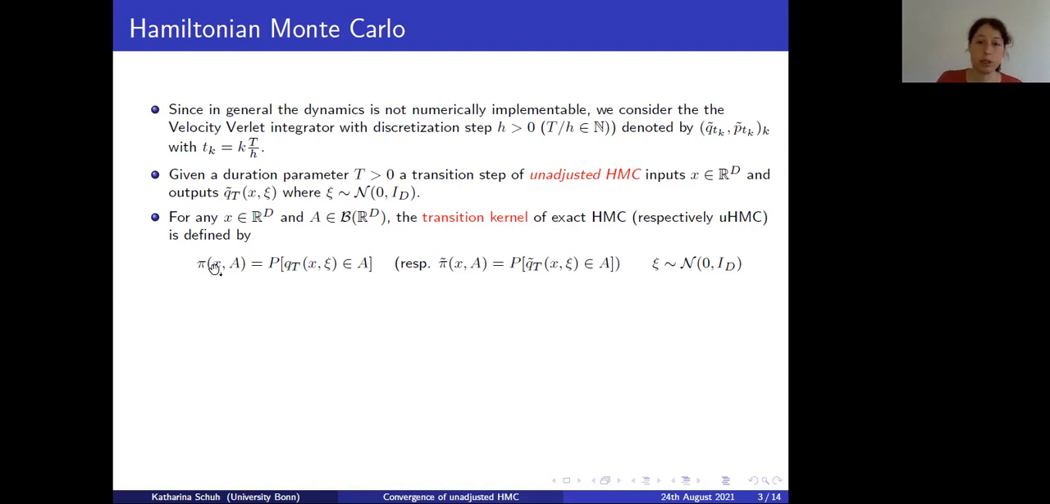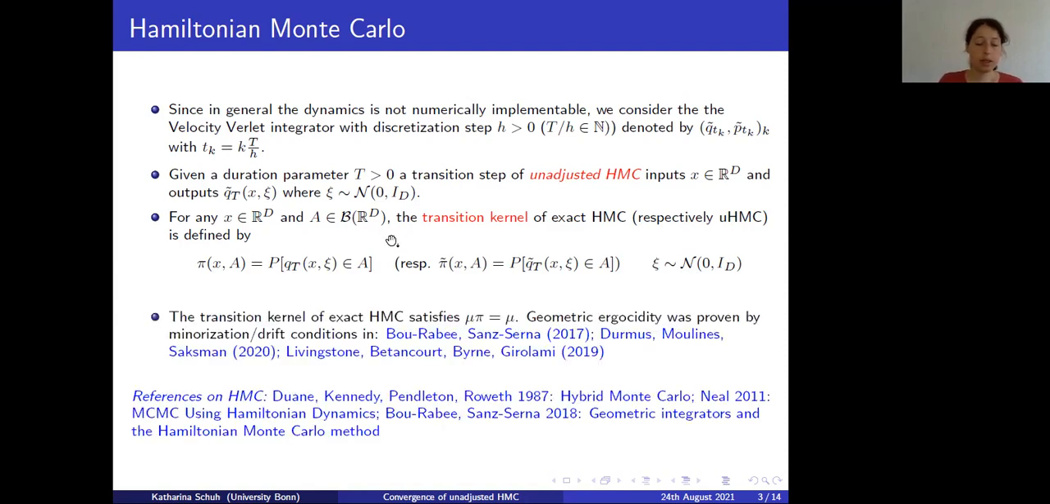With this, we can define the transition kernel of exact and unadjusted HMC: the transition from some position x to some set A is given by the probability that, if we run our Hamiltonian dynamics starting in x and xi, we end up in the set A, and xi is again standard normally distributed. Let me shortly mention that in this talk, we only consider the unadjusted HMC. There also exists adjusted HMC, which is adjusted by a Metropolis step, but here we focus only on the unadjusted HMC.